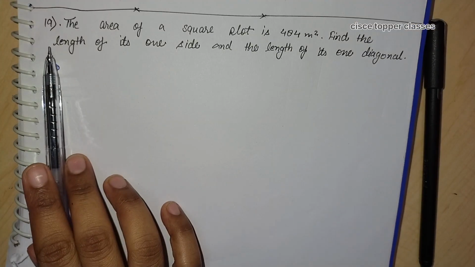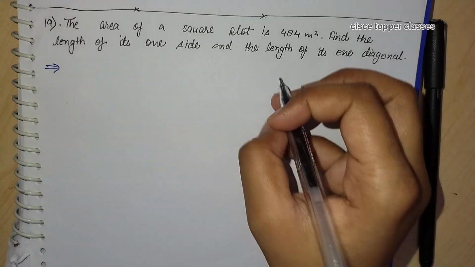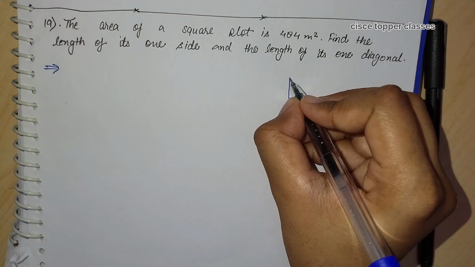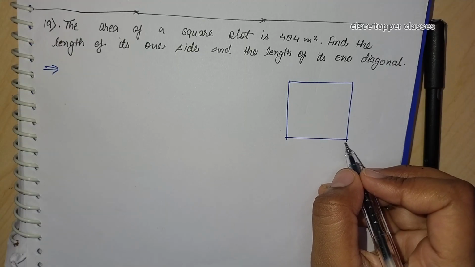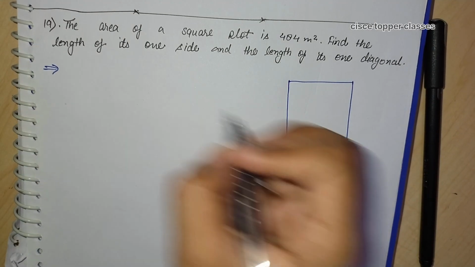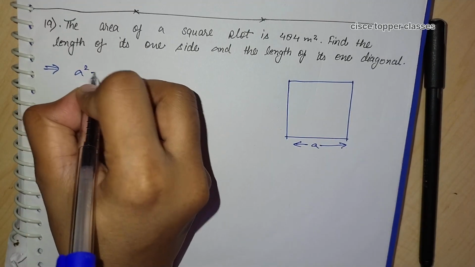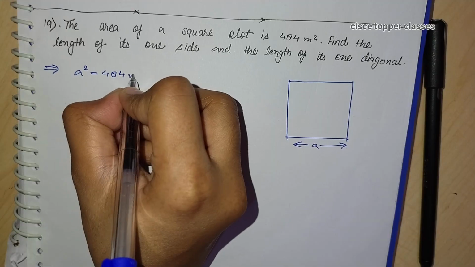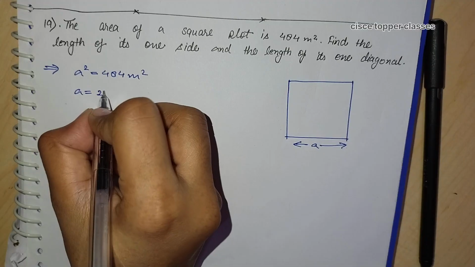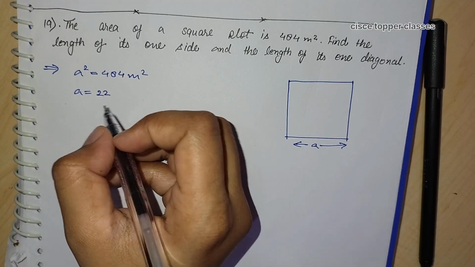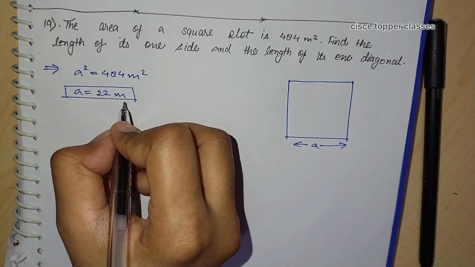Let us solve here 19th question. The area of a square plot is 484 meters square. We have to find the length of its one side and the length of its one diagonal. Let this square here be this. So here the area of the square is 484. Means if we let the side as A of this square, the area will be A square as 484 meters square. So here if you take the under root, it will be 22. So A is equal to 22 meter, means the side of the square is 22 meter.